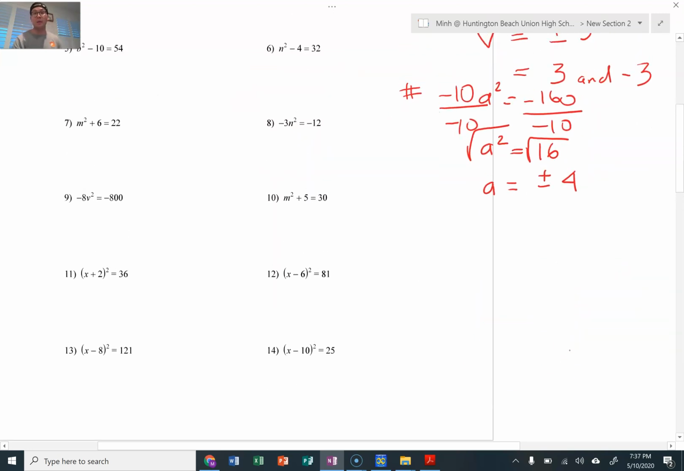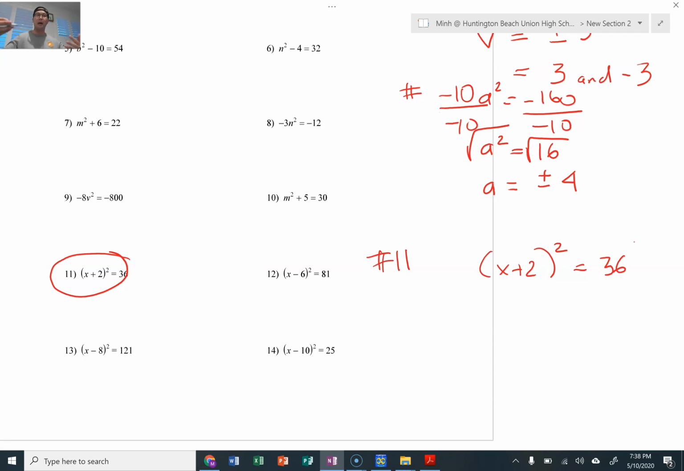The last problem that you're going to run into is a problem that's going to look like number 11. So number 11, that's going to be x plus 2 squared is equal to 36. Well, here's the thing. The square in the first two types of problems that we did was attached to the variable. Now it's just kind of hanging out outside of the parentheses.